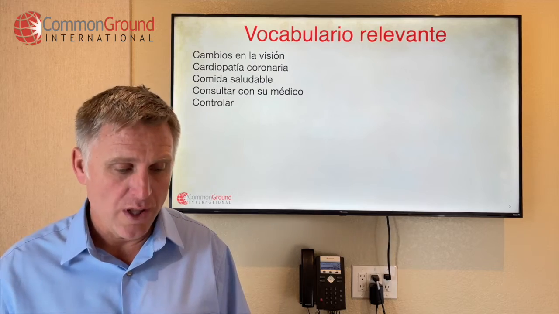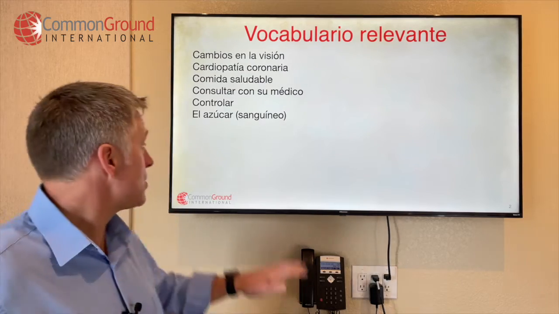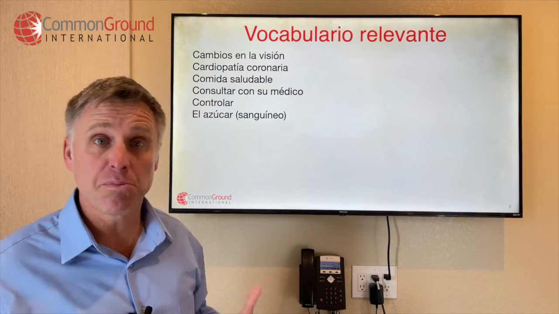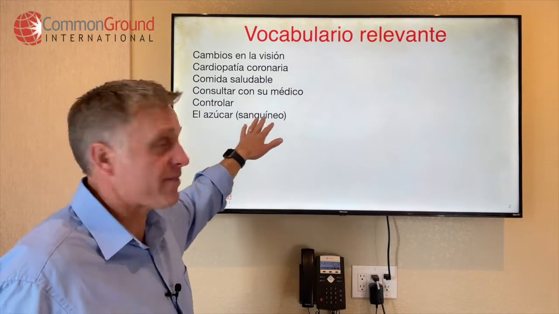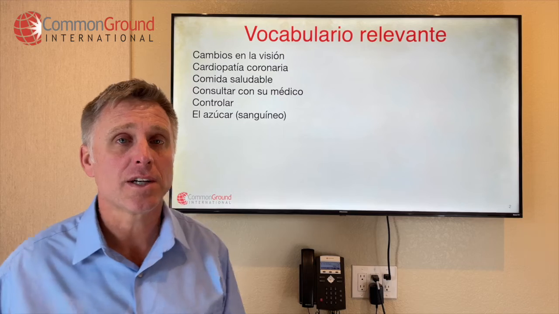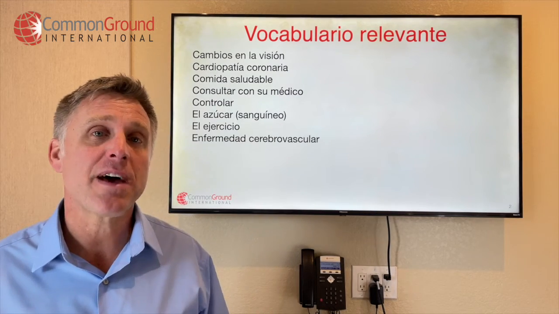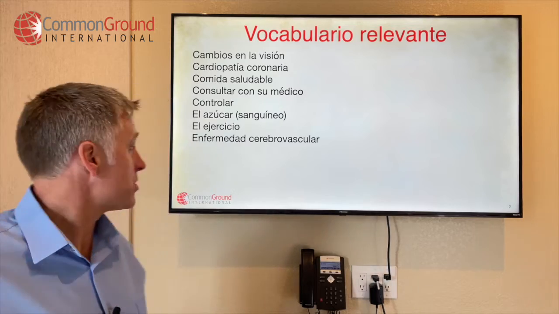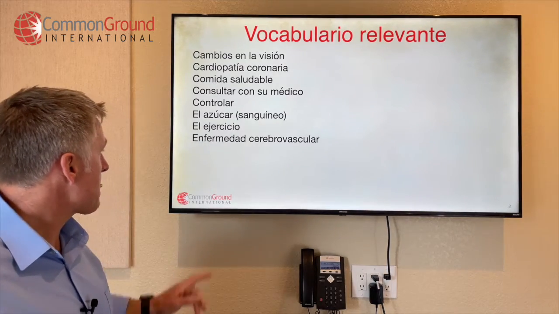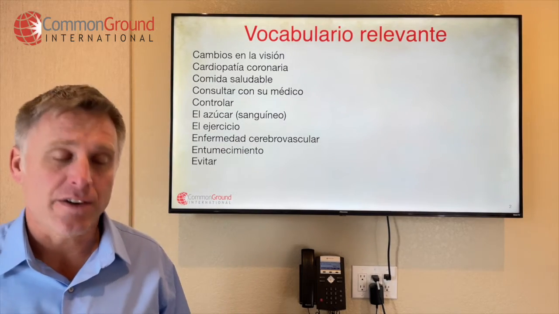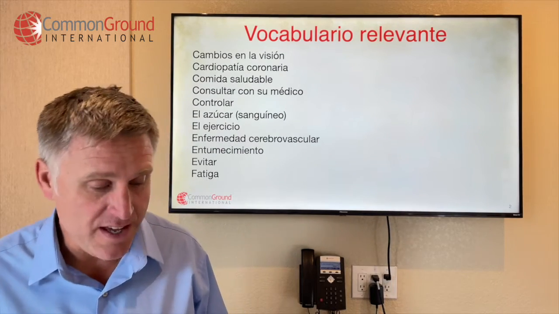Controlar, control. El azúcar, sugar. El azúcar most times is 100% clear, just el azúcar referring to blood sugar. But if you had to specify, el azúcar sanguíneo. El ejercicio, exercise. Enfermedad cerebrovascular, so cerebral vascular disease. Entumecimiento, numbness. Evitar, avoid. Fatiga, fatigue.